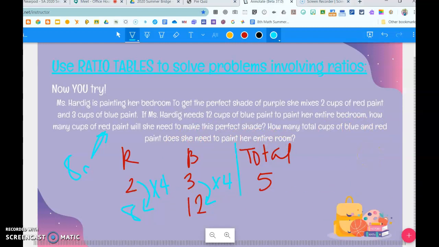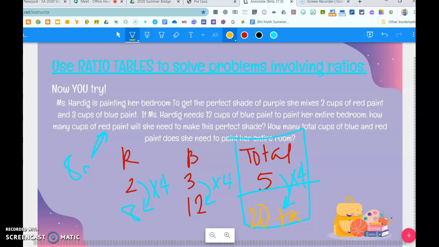That's kind of why I left this column here, so that we could use it to find the total cups. And we do the same thing we did on these two over here. We still multiply it by 4. So how many total cups did she need? Exactly.